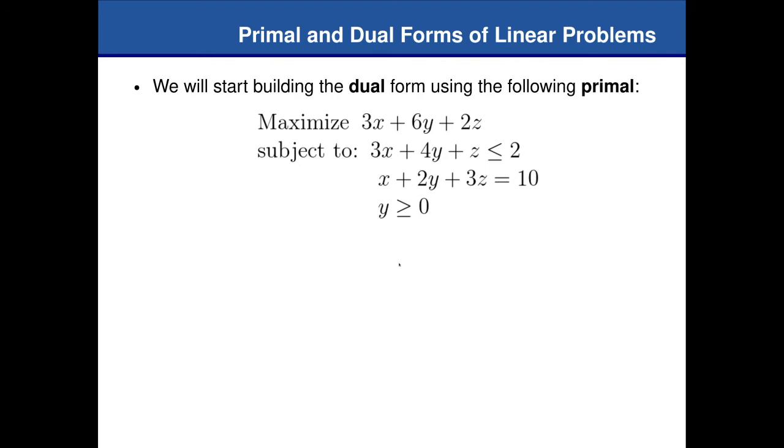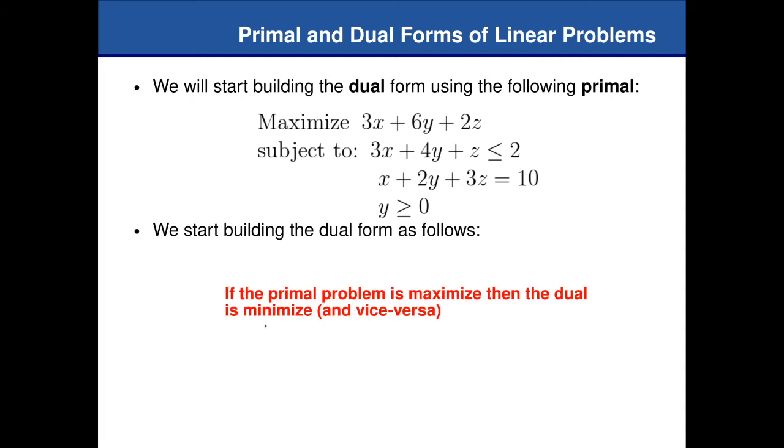It's not that difficult. First of all, if my primal problem is in maximization form, my dual will be the opposite, a minimization. Okay? So my dual will be a minimization. And vice versa, of course. If my primal is minimize, my dual will be maximize. Next point.